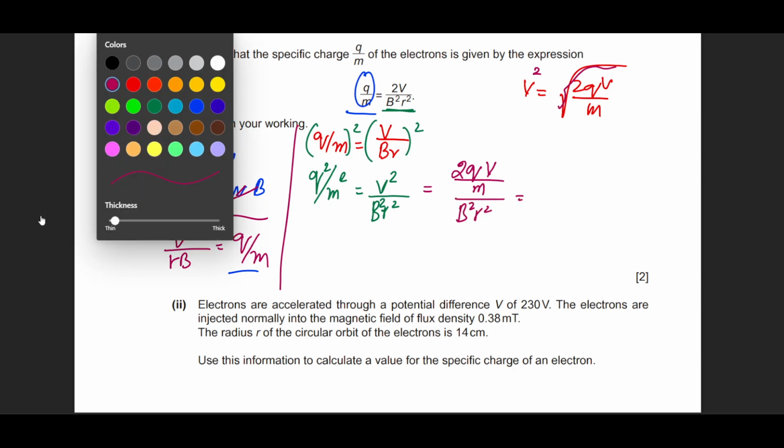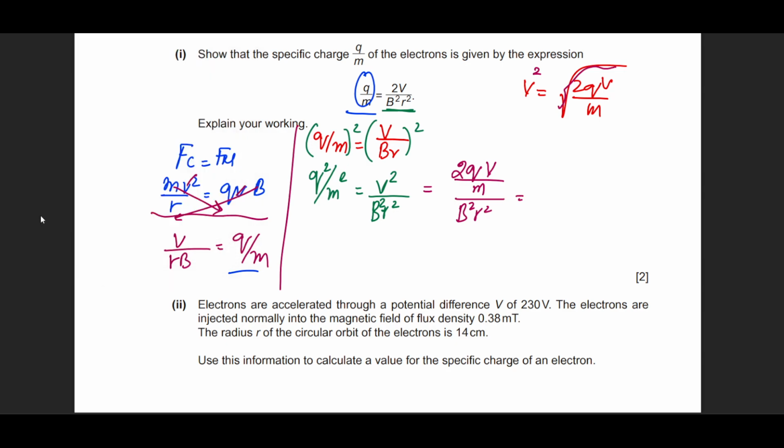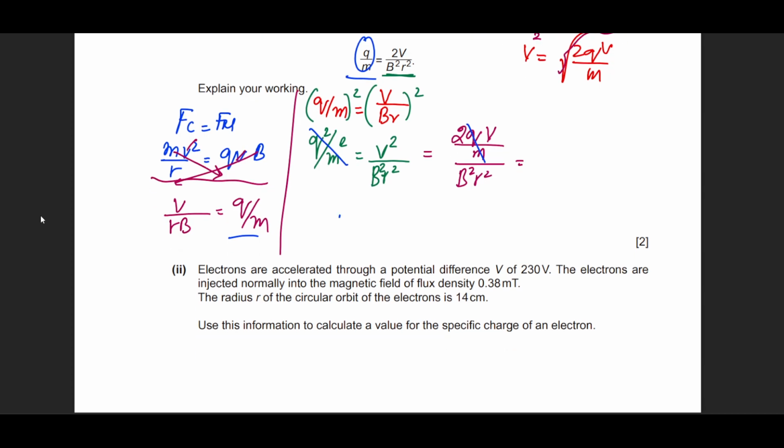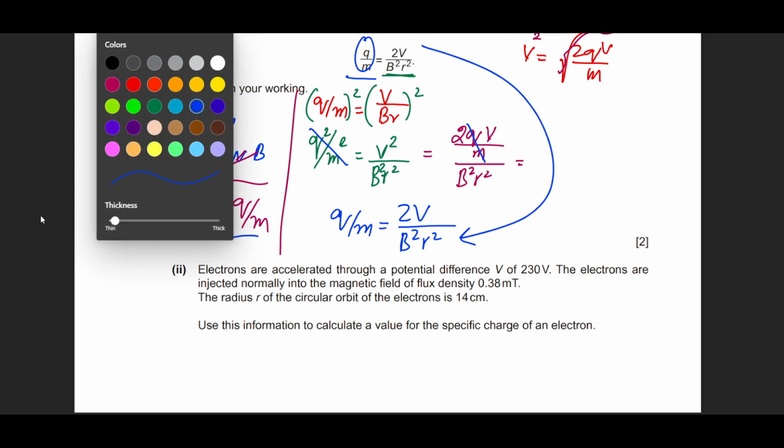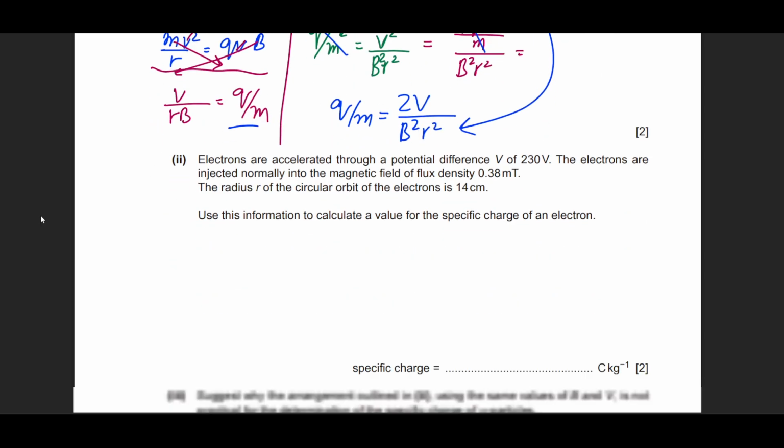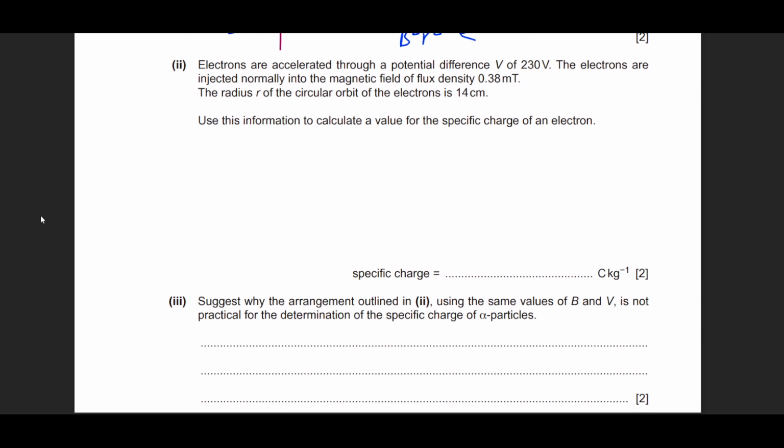I can see that this q by m gets cancelled out by this q by m. Yes, now it makes sense. So q by m equals 2v divided by b squared r squared. So we have made it successfully. We have shown what you wanted us to see. Again, if you're unable to show this part, you can still solve the next question. Please use this formula to solve this question.